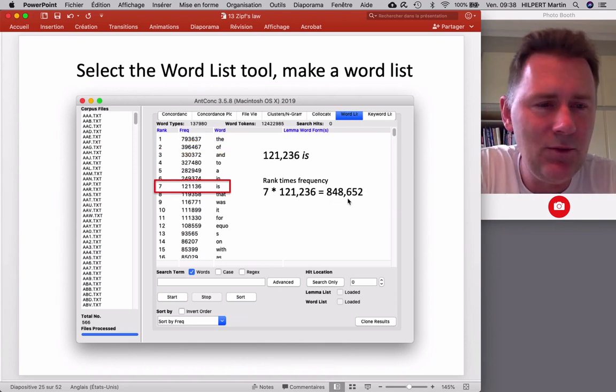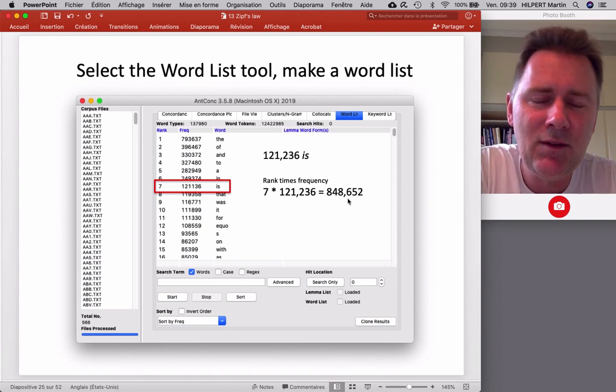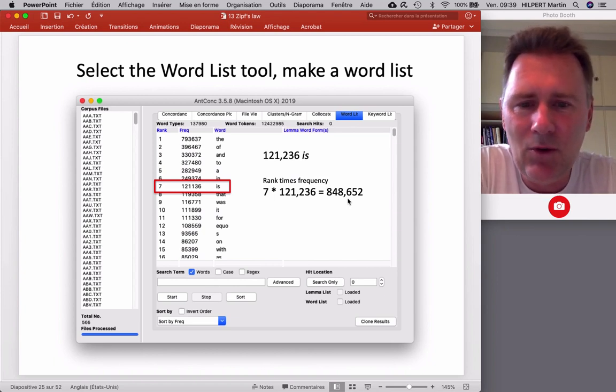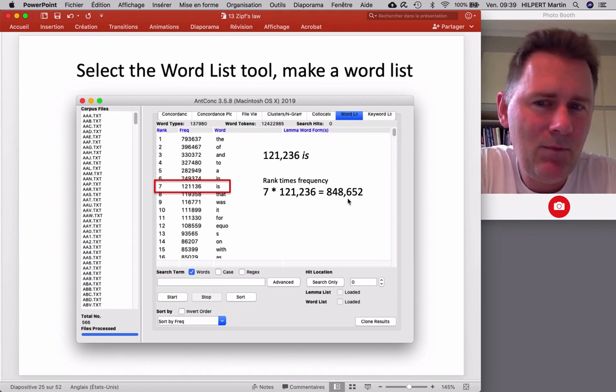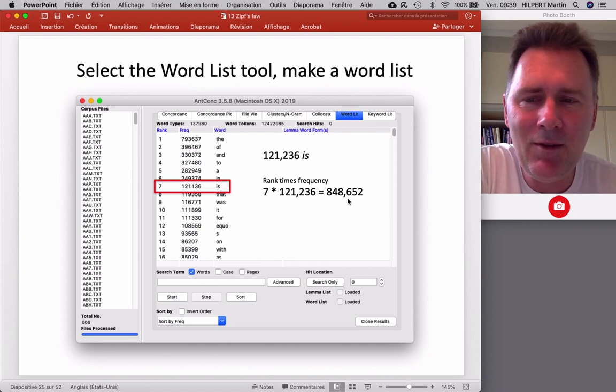Going down to word number 7. So the word is appears 120,000 times, 7 times 121,000. Well, it's a little higher, 848,000 tokens, give or take. So from examining three examples, it looks like this just might be Zipfian.